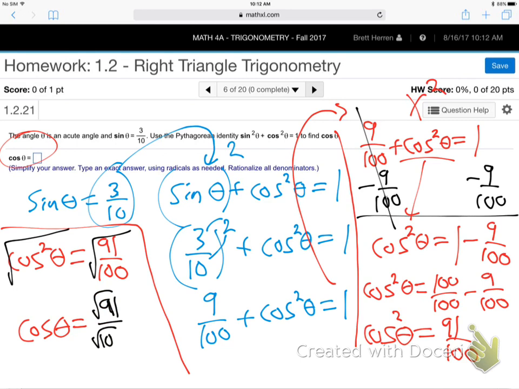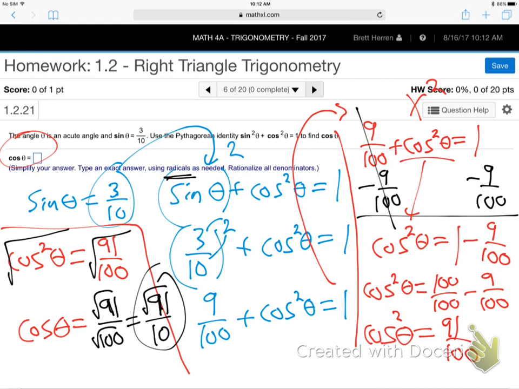And now you can't square root 91. I don't think they want a decimal, do they? Yeah, they want me to leave it a radical. So the square root of 91 just stays in the top. But you can square root 100, as you know, it's 10. So that's our answer. No more.